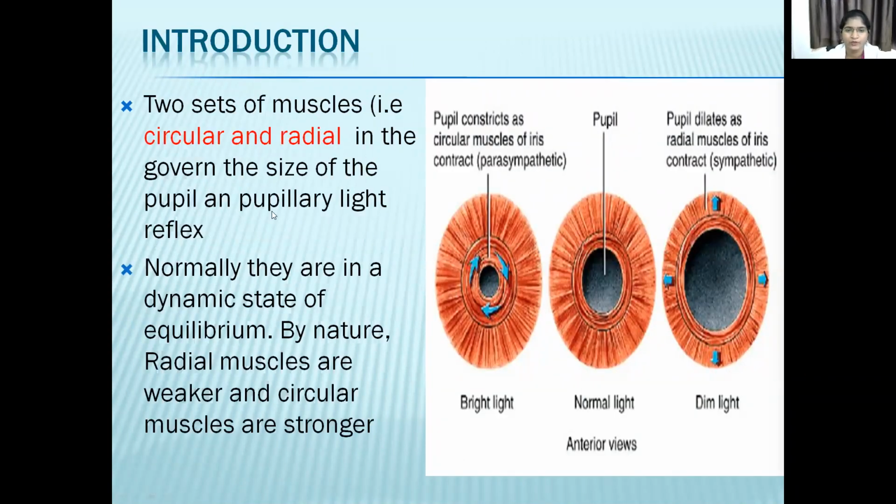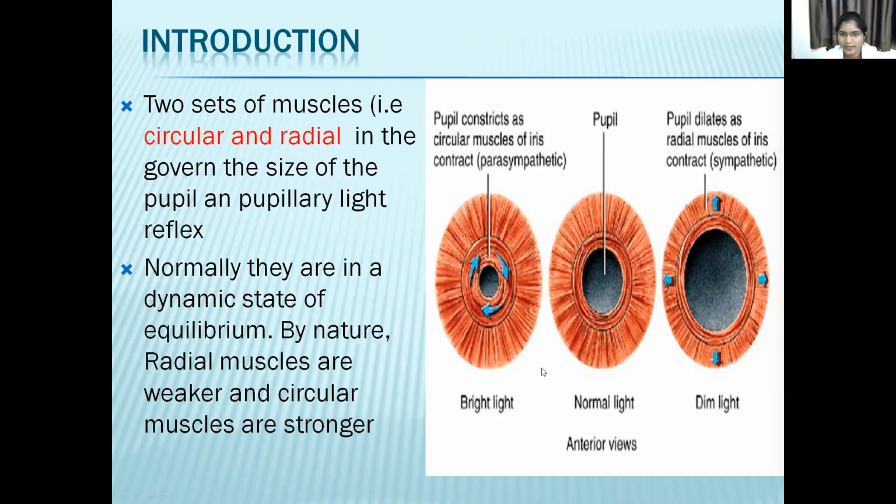Here you can see the iris of the eye consists of two muscles. One is the radial muscle and the other is the circular muscle. Circular muscle is also called sphincter pupillae. Radial muscle is also called dilator pupillae. These two muscles are present in the iris of the eye and govern the size of the pupil.